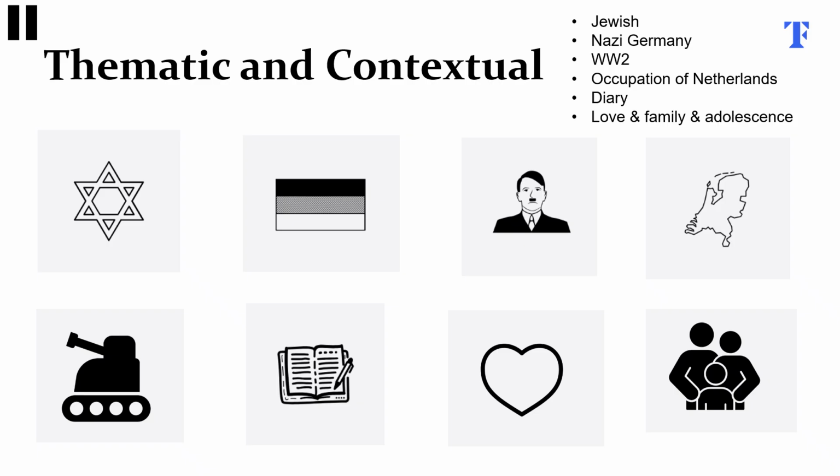On the screen, you can see some of the core contexts and themes represented as icons from the Noun Project. Anne was born to a Jewish family in Frankfurt, Germany, in 1929. In 1933, Hitler and the Nazis came to power in Germany and almost immediately started to introduce anti-Semitic policies. As a result, Anne's family emigrated to the Netherlands.